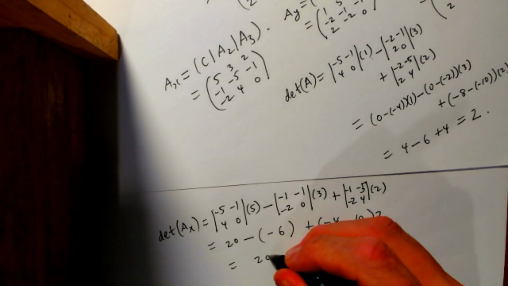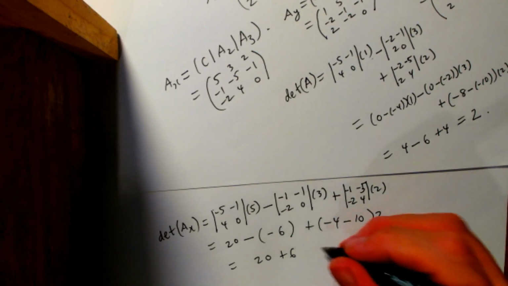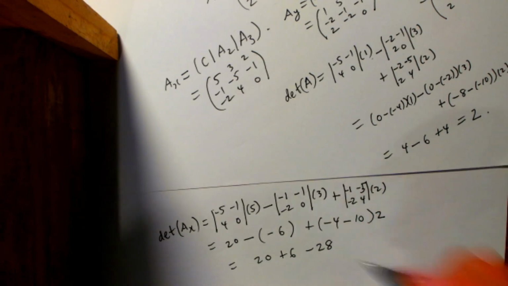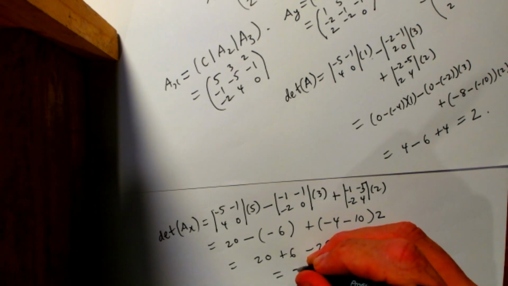So we've got 20 plus 6. Now this is minus 28. Okay, I'm going to check my notes to see if I'm on track. Looks okay. So 26 minus 28 is minus 2.